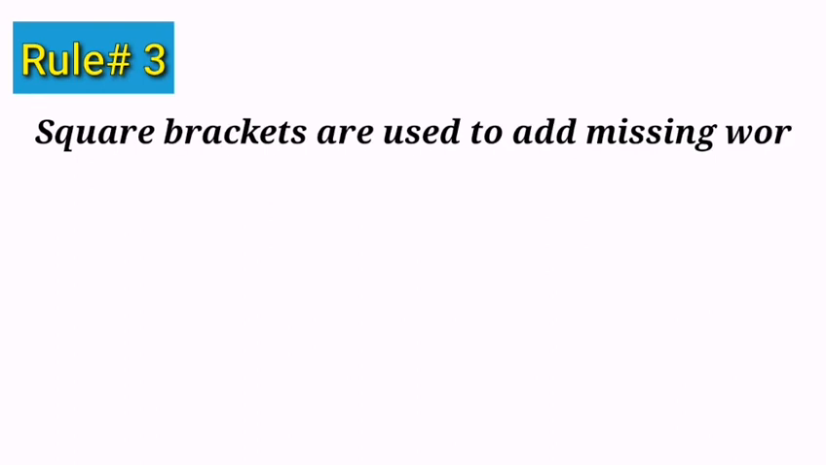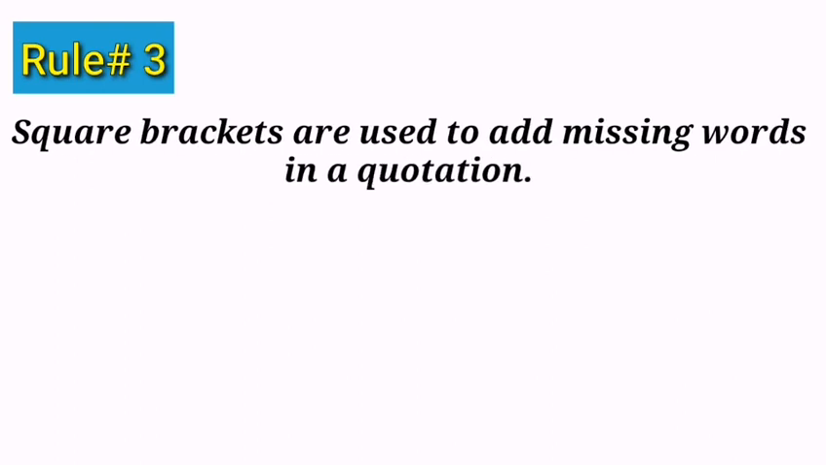Square brackets are used to add missing words in a quotation. Basically, by this point, it means that when a writer quotes someone's exact words and in the exact words of a person some important word is missing, so a writer can add that word from his side, but that word must be used within brackets. By doing so, a reader will be able to know that the term or word is used by a person who quoted it and the original text is missing the word. I think you are not getting the point. Just look at these examples.